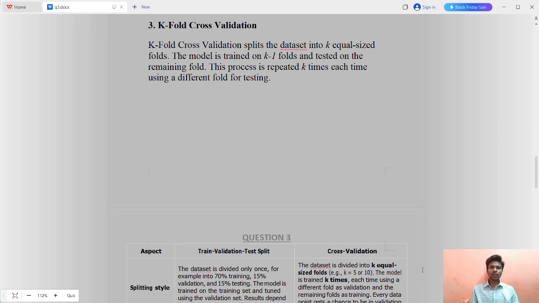The third one is k-fold cross validation. K-fold validation splits the dataset into k equal sized folds. The model is trained on k minus 1 folds and tested on the remaining fold. This process is repeated k times, each time using a different fold for testing.